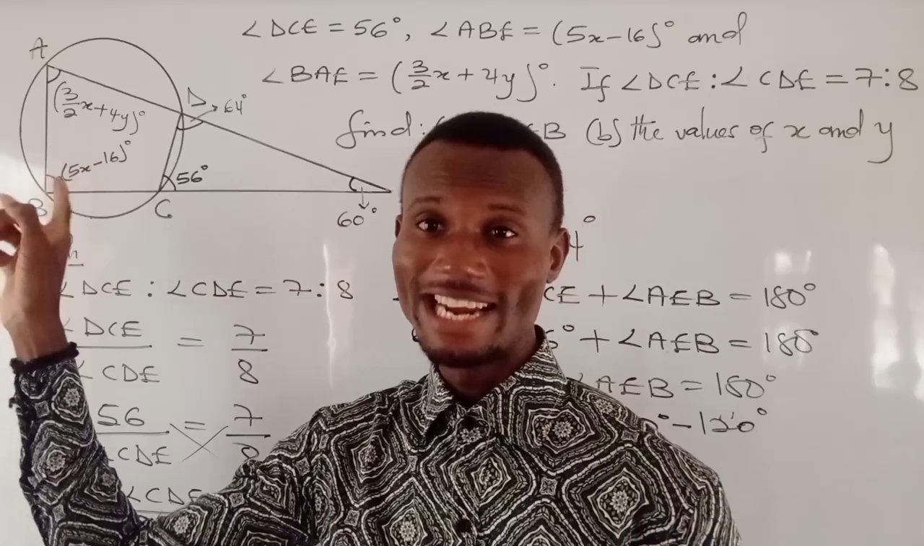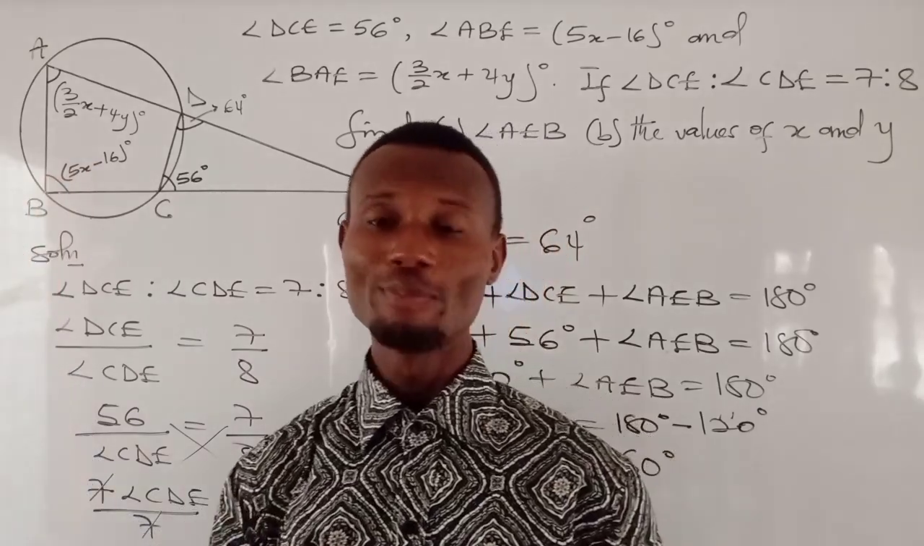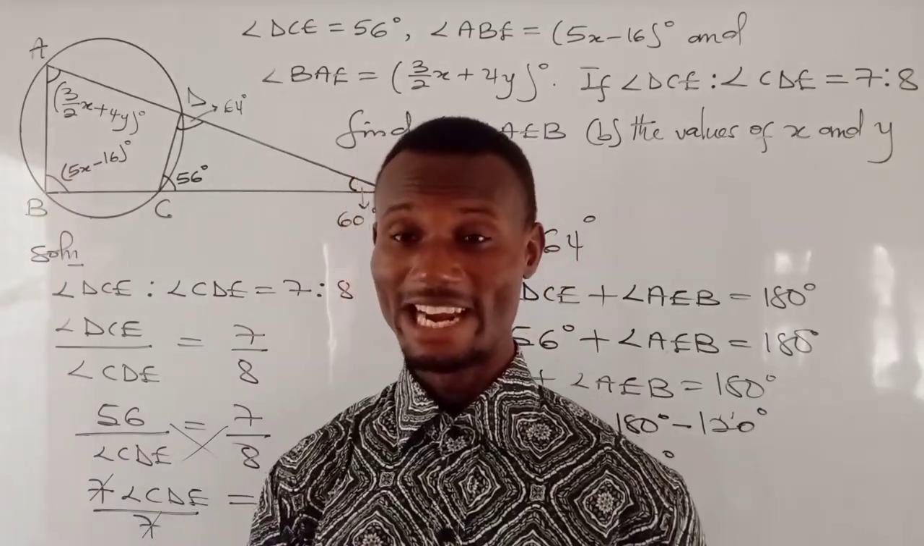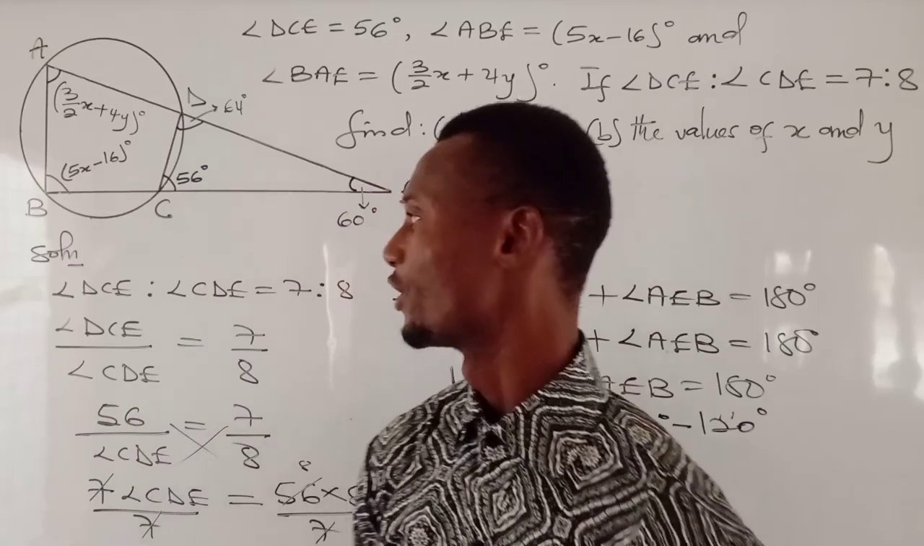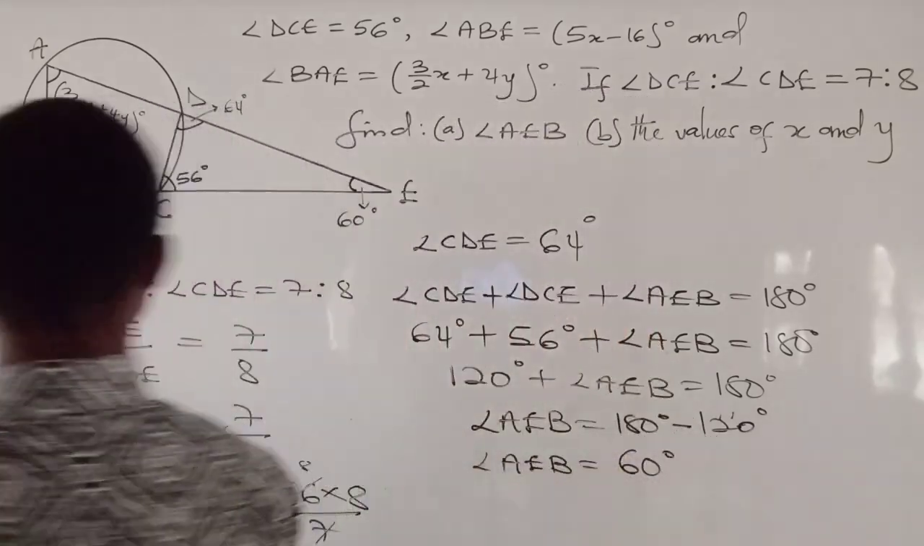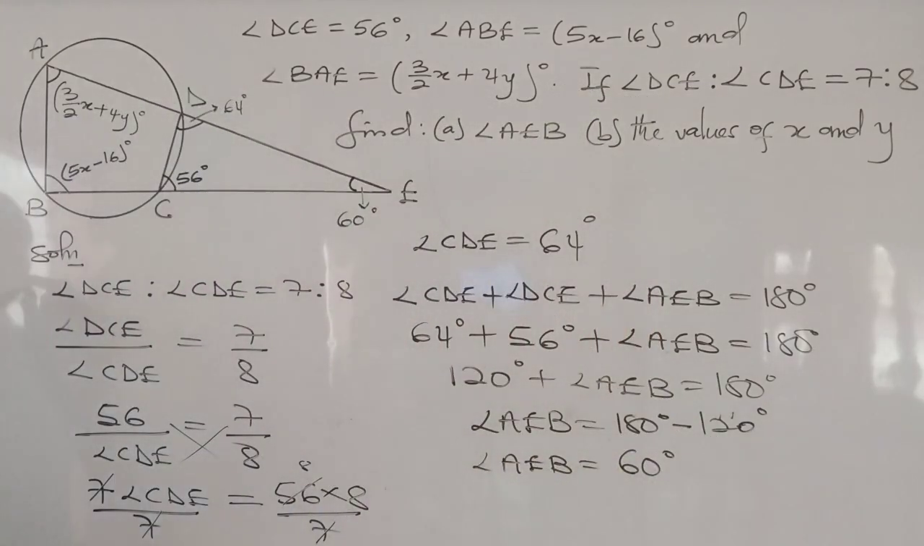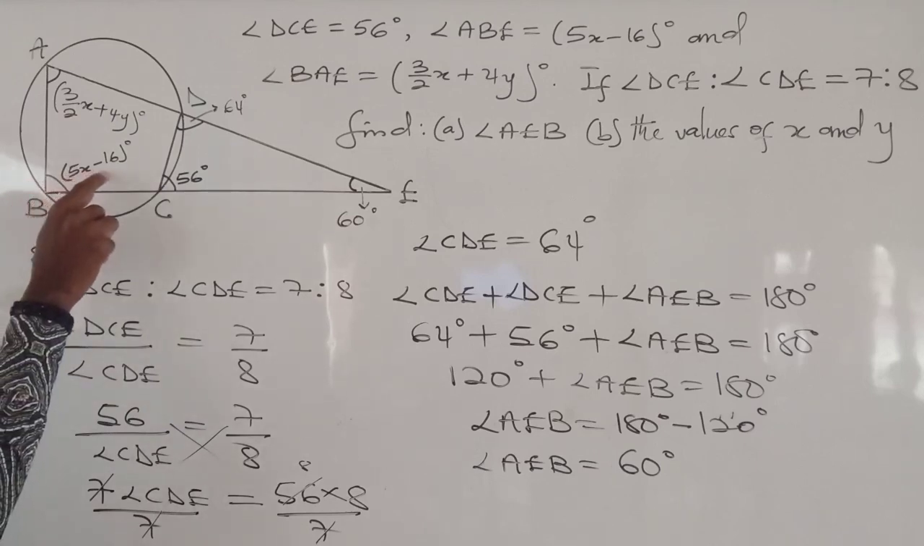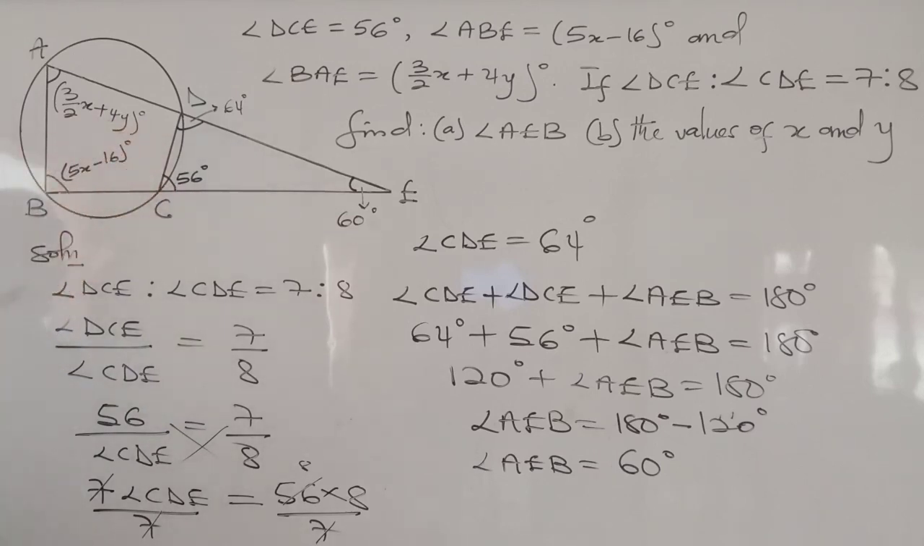So we need to consider that quadrilateral. I hope the explanation is clear enough up to this point. Okay, so now let's look at the angles in it. We have that the angle here is 3/2 s plus 4y degrees. And we also have that the angle here is 5s minus 16 degrees.